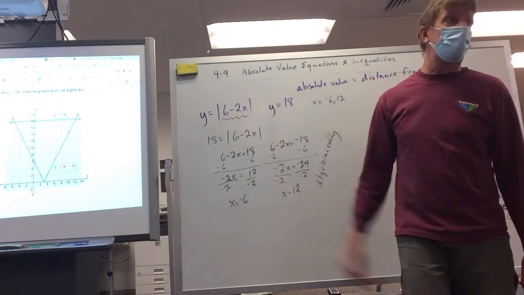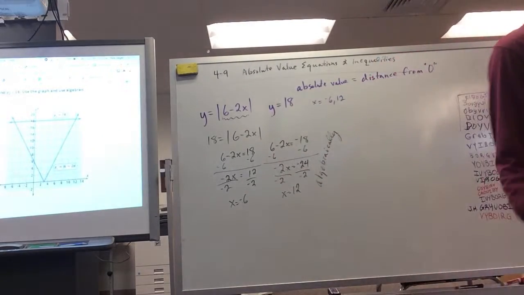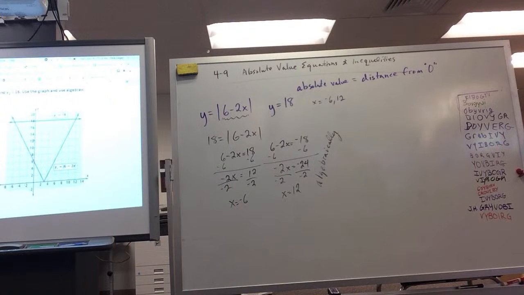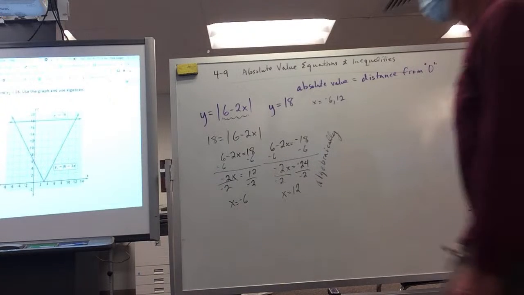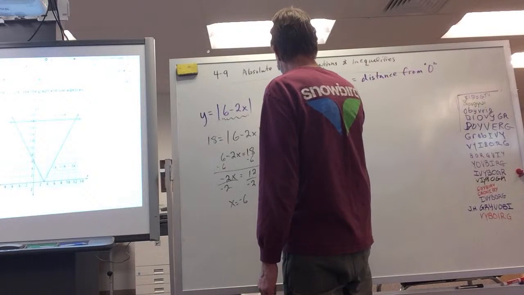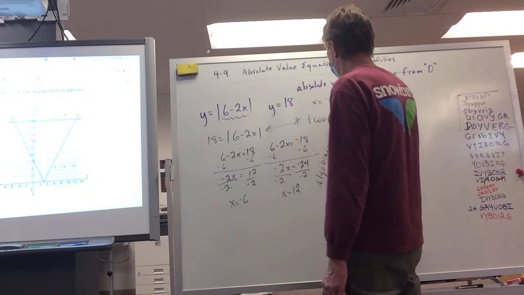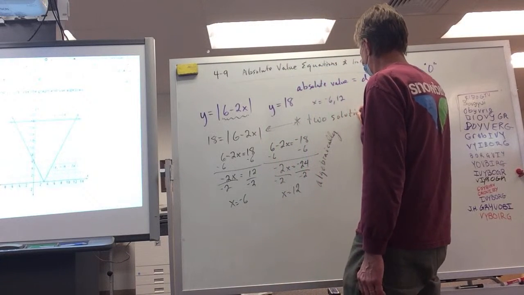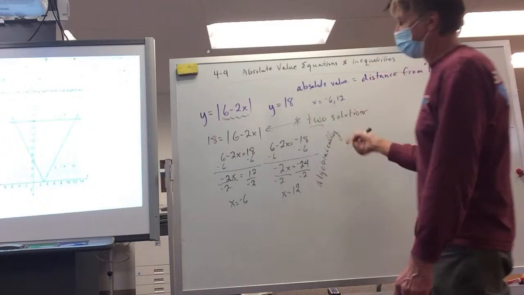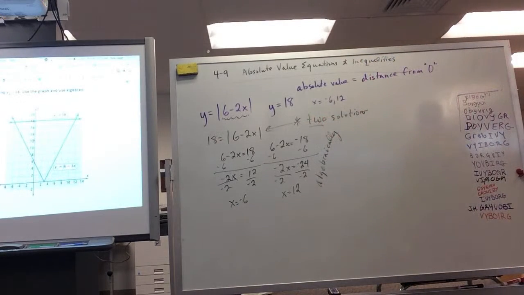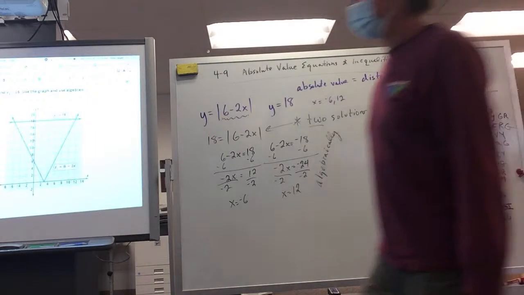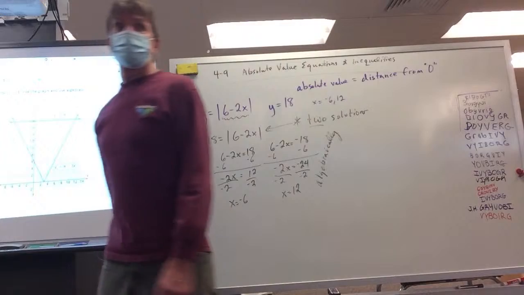So this is doing it algebraically. And what we did over there is doing it with the graph. And that's what the example's asking you to do, both ways. The key to this is that there are two solutions. There's a positive and a negative number that can be inside of that absolute value bar. And that's why we have these two solutions here.